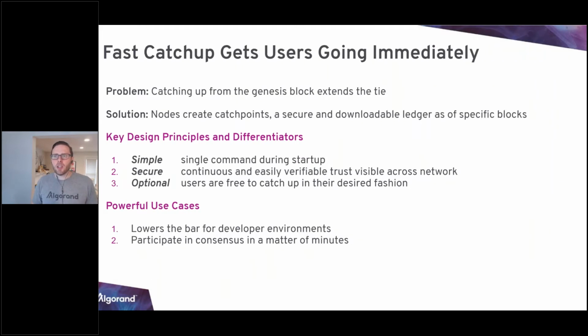The second one, fast catch-up. This is not a complicated problem we're solving here. This is a problem across all blockchains. And the problem here is that catching up from the Genesis block just extends the time that it takes to get to the blockchain. So if you are a developer and you want to be on mainnet and you have to start from the Genesis block, okay, great, but now you have to wait however long it is to get there.